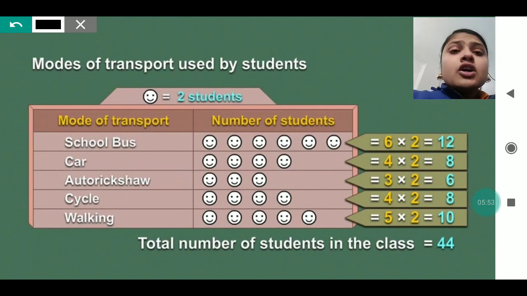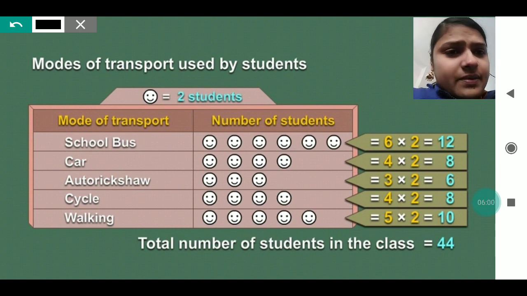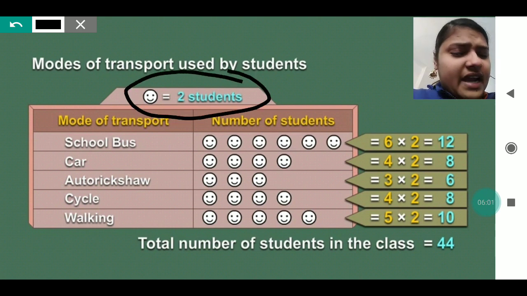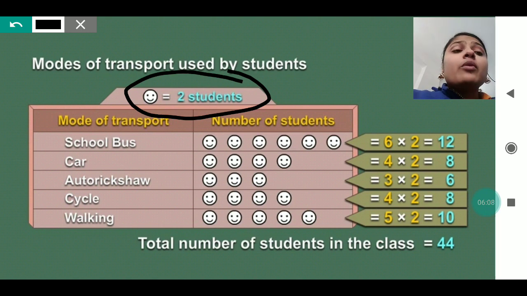See this one. Modes of transport used by students. How we used to do? This symbol that is present upside, a smiley. One smiley represents 2 students. So school bus is having how many students? There are 12 students. So only 6 smileys we can draw, because one smiley means 2 students. So half of 12 will be 6. So we have drawn only 6 smileys.